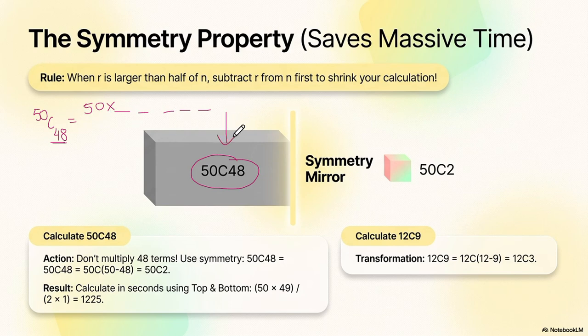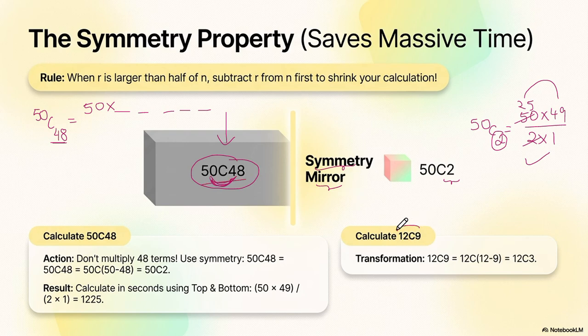In this case, what we can do is the symmetric mirror. 50C48 we can write as 50C2, just subtract 50 minus 48, which is 2. So we can calculate 50C2. 50 multiplied by 49, since here it is 2, so 2 digits we write down upon 2 factorial, which is 2 into 1. So 2 25s are 50. Then by multiplying this number, we will get our correct answer. So this is a result, the symmetric mirror.